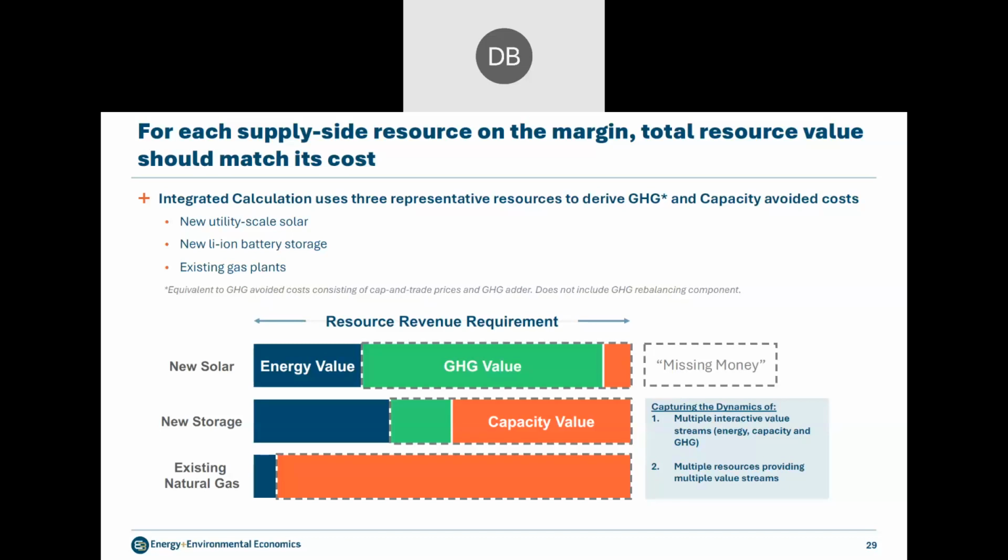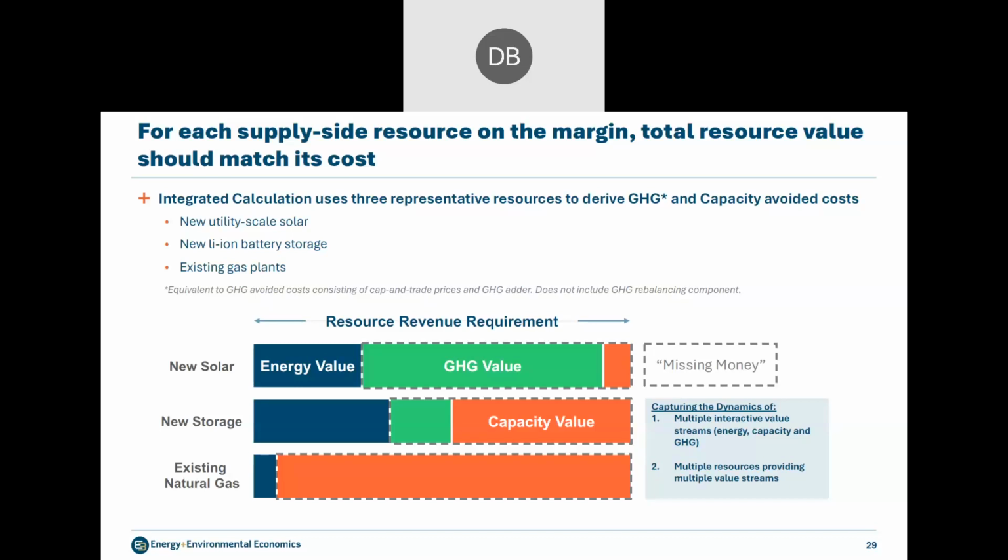So here the energy value comes directly from the Servern prices that Monia and Donna just shared. And then the integrated calculation calculates the GHG and capacity avoided costs such that the value is equal to cover the gap between the resource revenue requirement and energy value. And that gap is usually what we call the missing money of each resource.